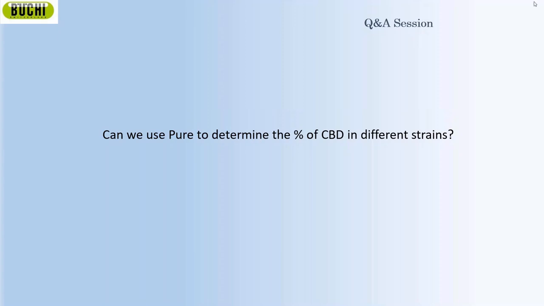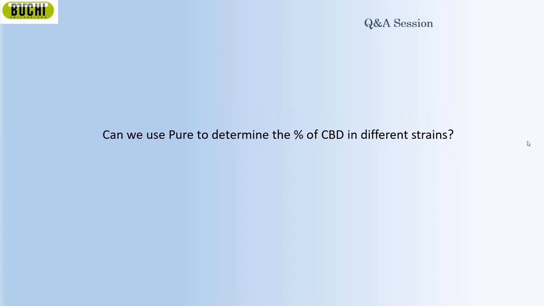Of course, no. Because the answer is, pure doesn't determine the amount of the CBD in your oil. What pure does is separate the CBD and THC from it. However, if you want to determine the amount of CBD in your strain, you have to go for the approximate NIR, like we answered on the first question.